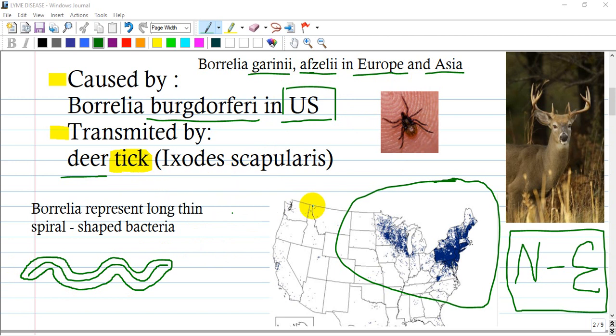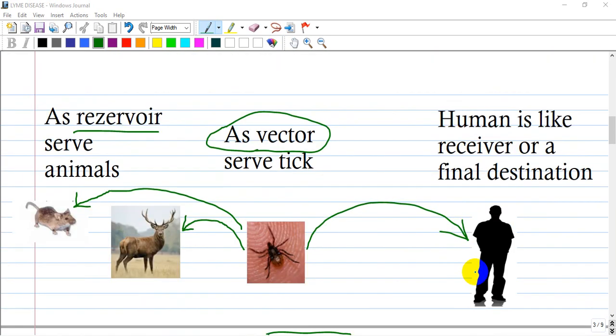It's a tick, and a high incidence in the US is seen mostly in the northeastern part of the US, like Connecticut. There is a town called Lyme, and a high rate of incidence, given even the name of the disease. In the following slide you see a scheme of transmission from a reservoir like deer or rodents by tick to human.